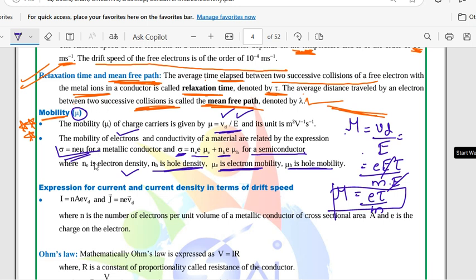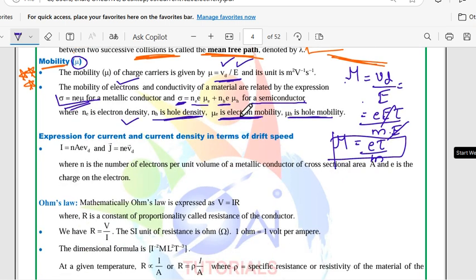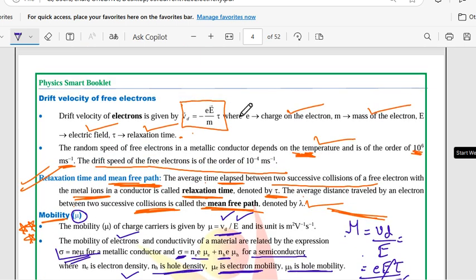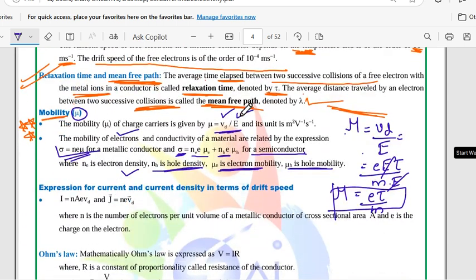Here N is the electron density, NH is the hole density. If you take, for example, a semiconductor, the mobility of the electrons and the conductivity of the material are related by the expression sigma is equal to Ne into nu for a metallic conductor. This is all about the mobility.